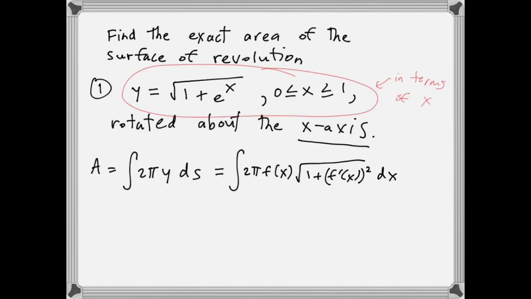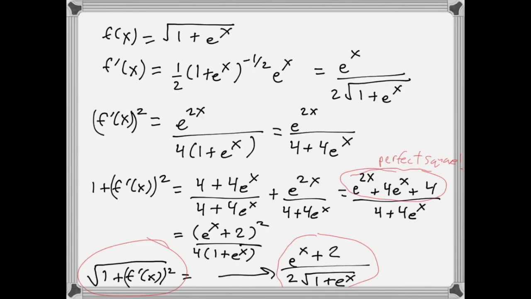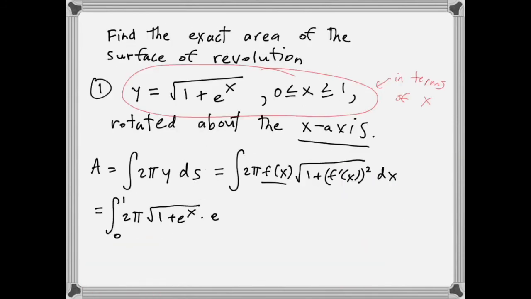So what is my integral going to be? I'm integrating with respect to x, so it's 0 to 1, and I get 2 pi times the square root of 1 plus e to the x, because that's my f of x right here. And then I have times what I just got on the page next to it, which is e to the x plus 2 divided by 2 square root of 1 plus e to the x dx.